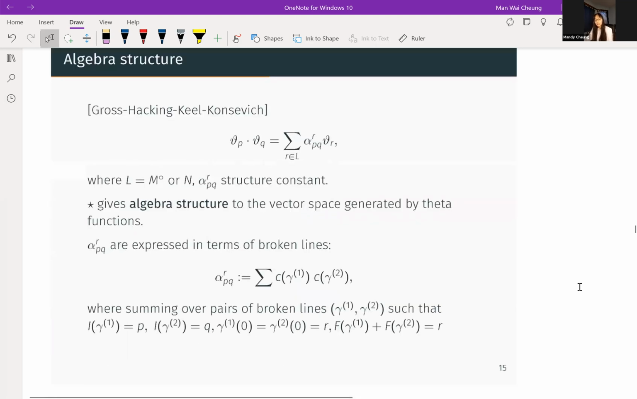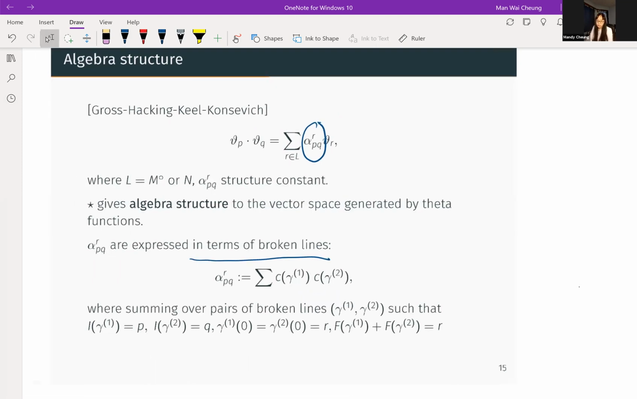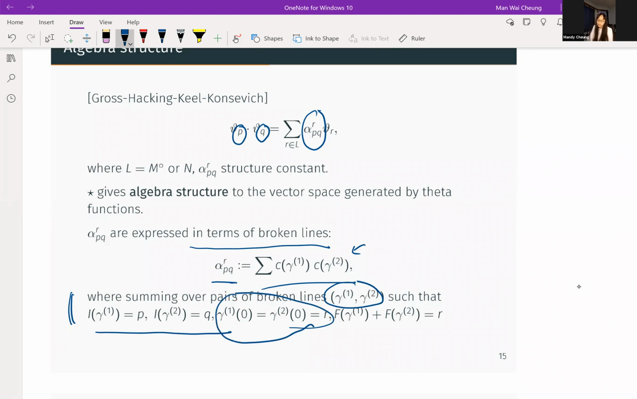And in particular, for the interest of today, this structural constant can actually be expressed in terms of broken lines. This is a very long summation over this long data, but actually it's very easy to describe, because those are the coefficients of the final monomial. All we are looking at is, we multiply P and Q. So we look at a pair of broken lines with initial slopes P and Q, whose endpoint ends on theta out, it appears here, and it satisfies some balancing condition.